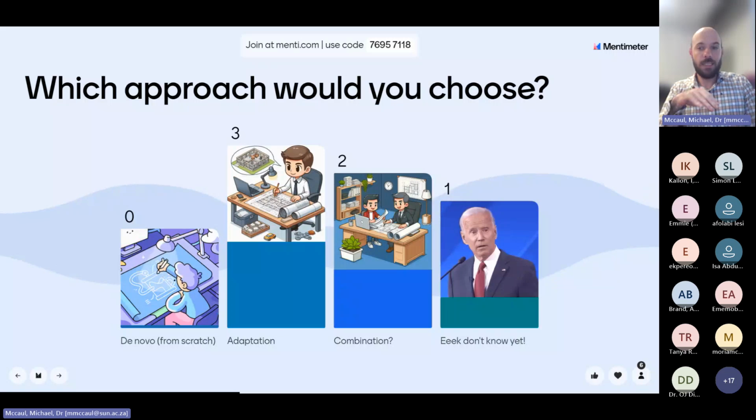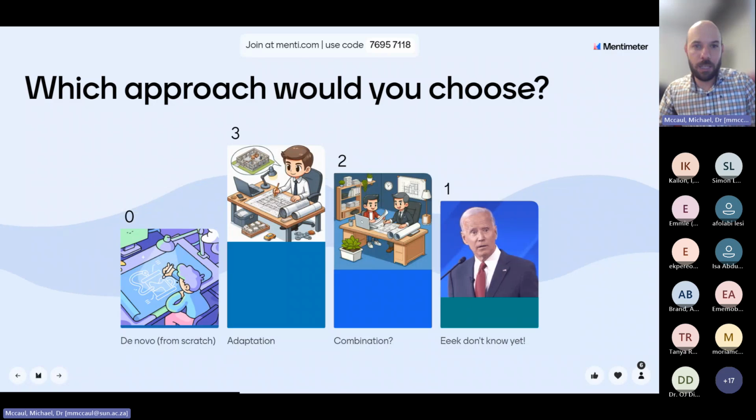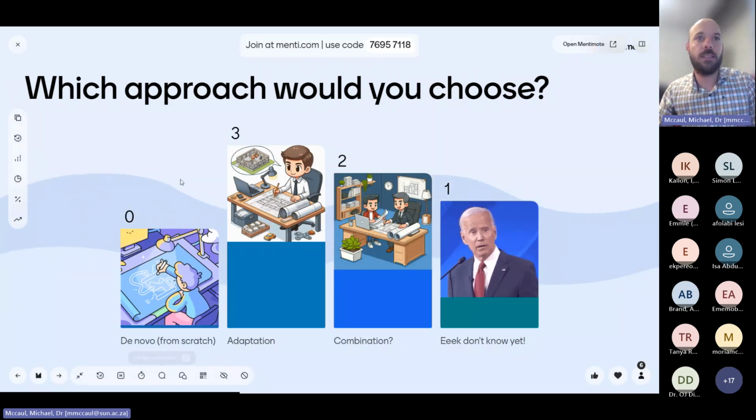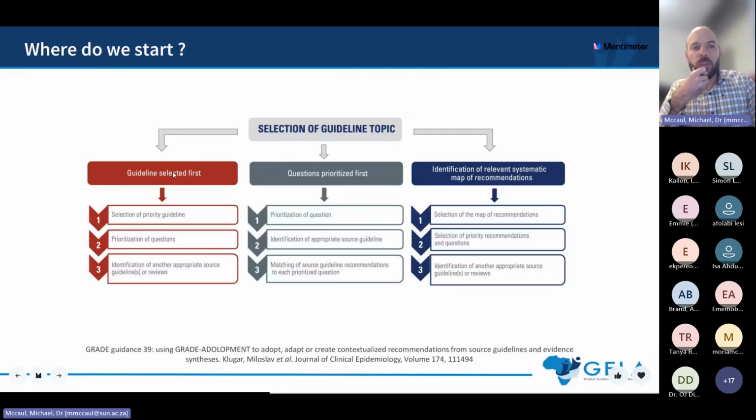We can always circle back and have a look, but it's really great to see the spread of where people are at. If you're happy, let me know in the chat if you've had any other approach that I haven't listed here in the quiz.